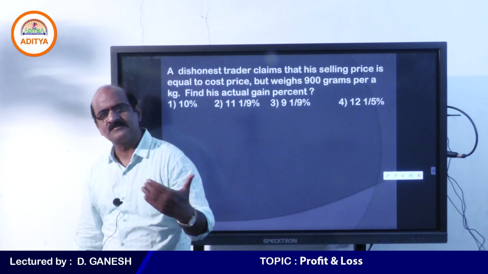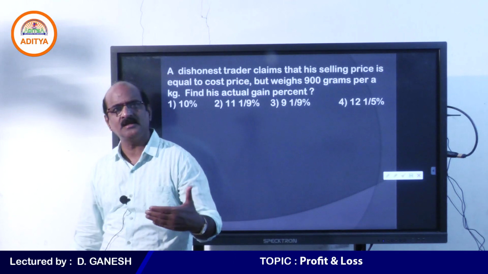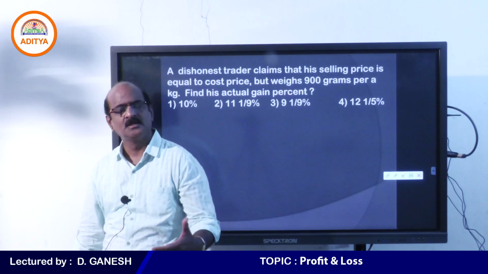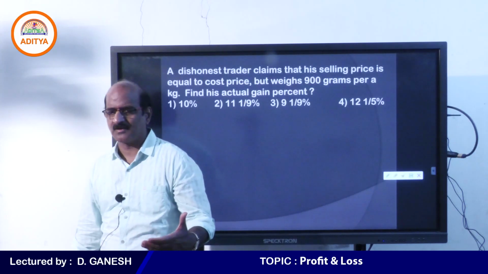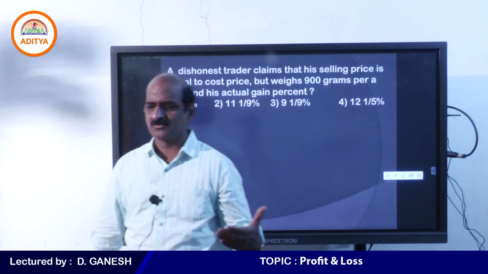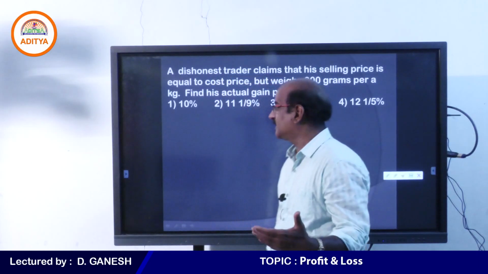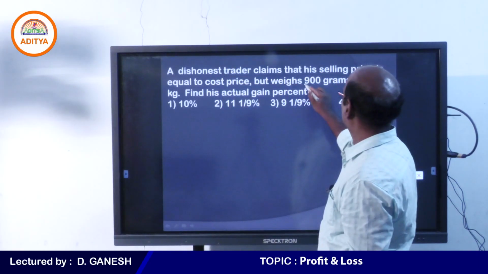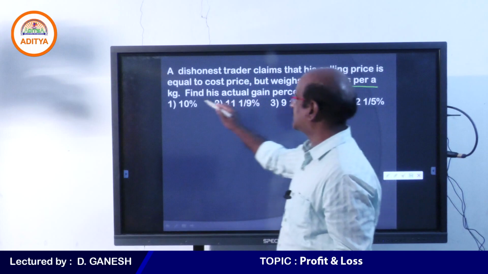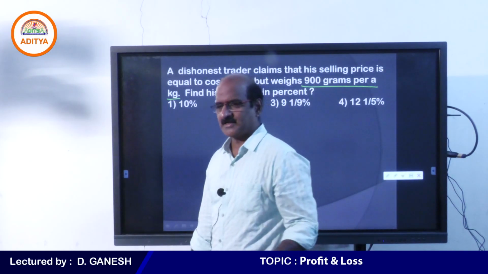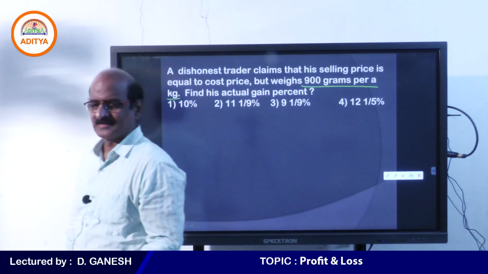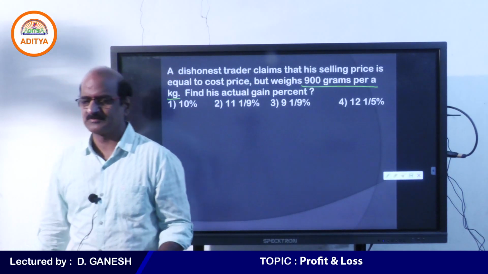When he is doing that, he is definitely incurring a loss for sure. Then why is he doing that? How is he going to get the profit? He is going to get the profit by giving 900 grams per kg. Student, do you understand that? I hope you understand my point.